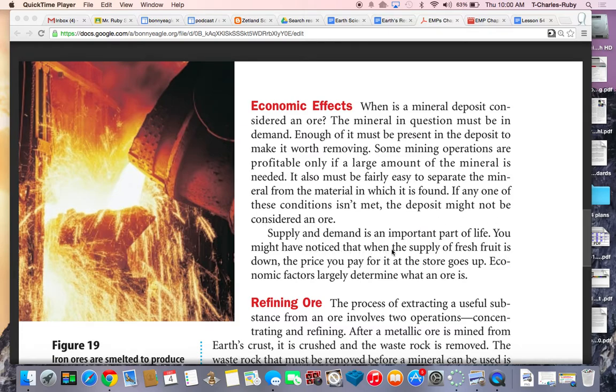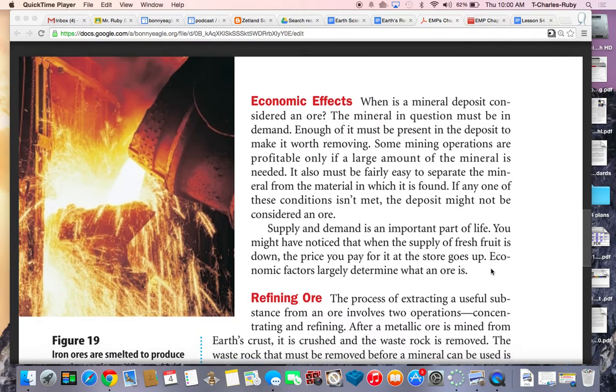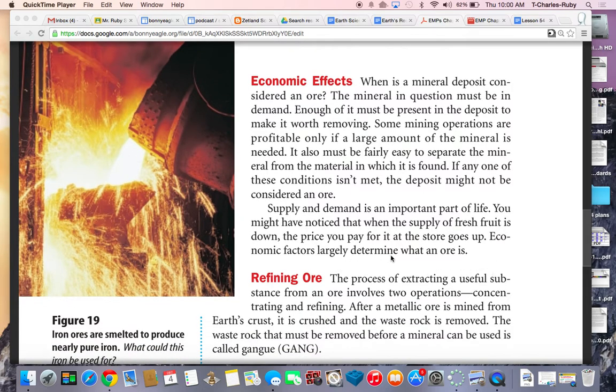Supply and demand is an important part of life. You might have noticed that when the supply of fresh fruit is down, the price you pay for it at the store goes up. Economic factors largely determine what an ore is. So they're saying if it's worth money, then it's an ore. If it's useless, then it's just a rock.